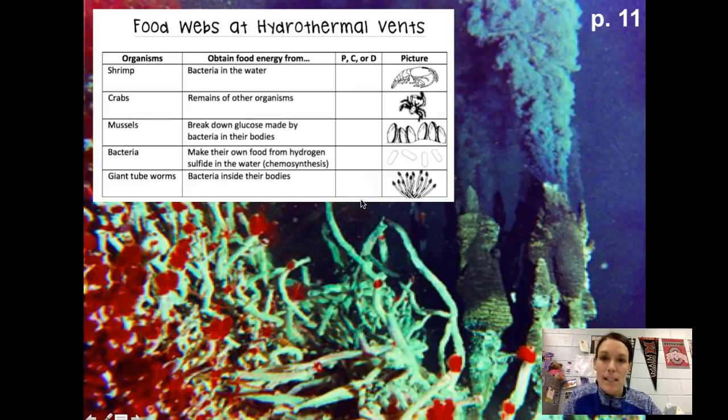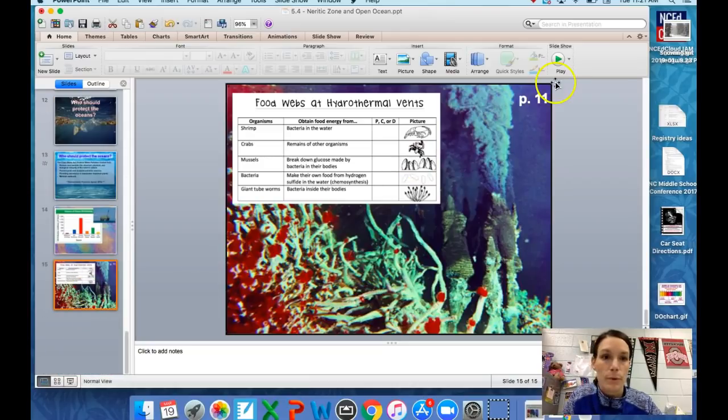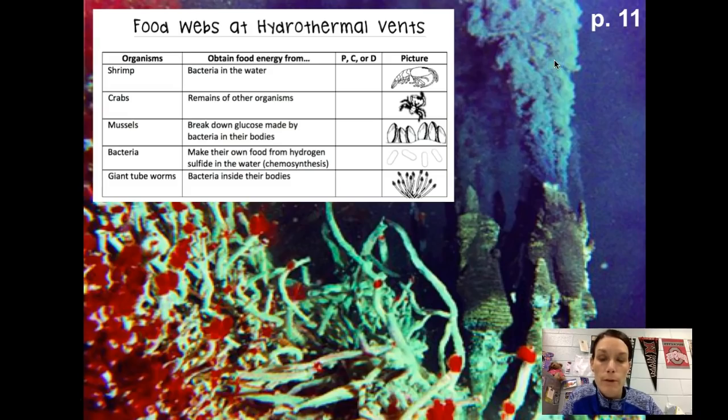I'll give you a little hint. There is one producer in that table. There is one decomposer, and the rest are consumers. So remember, producers are going to make their own food. Decomposers are going to break down food or remains from other organisms, and consumers are consuming other organisms, or eating them. All right, so give that a shot, and your teacher will go over the answers with you.